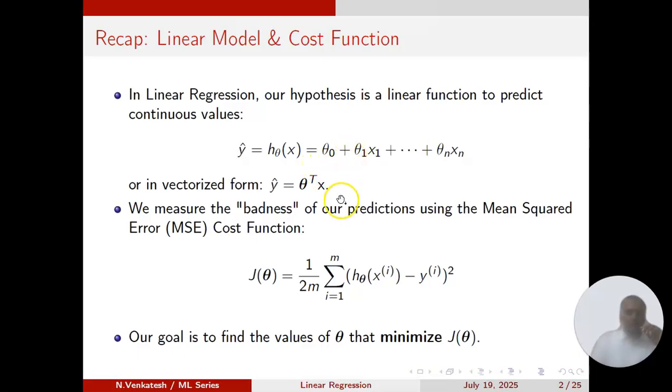And the performance measure is the mean squared error, that is the average of the squared difference between the predicted and actual values. Now for a given data set, we have to find a theta such that J of theta is minimum.